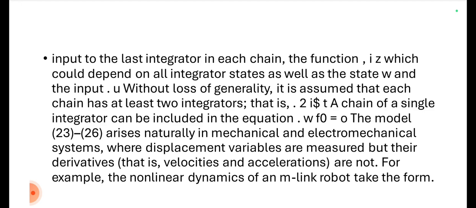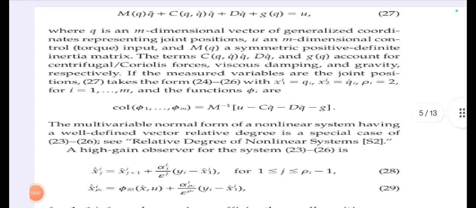For example, the nonlinear dynamics of an m-link robot take the form M(q)q̈ + C(q, q̇)q̇ + Dq̇ + g(q) = u, where q is an m-dimensional vector of generalized coordinates representing joint positions, u is the m-dimensional control torque input, and M(q) is a symmetric positive definite inertia matrix. The terms C(q, q̇)q̇, Dq̇, and g(q) account for centrifugal and Coriolis forces, viscous damping, and gravity, respectively.